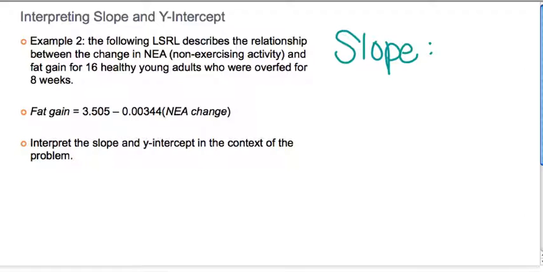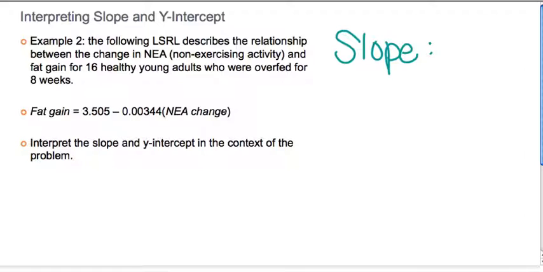So the researchers deliberately overfed 16 healthy young adults for 8 weeks, and they measured fat gain in kilograms, and as their explanatory variable, they measured the change in energy use from activities other than exercise. So this is the least squares regression line that they came up with. They have fat gain is equal to 3.505 minus 0.00344 times their change in non-exercising activity.